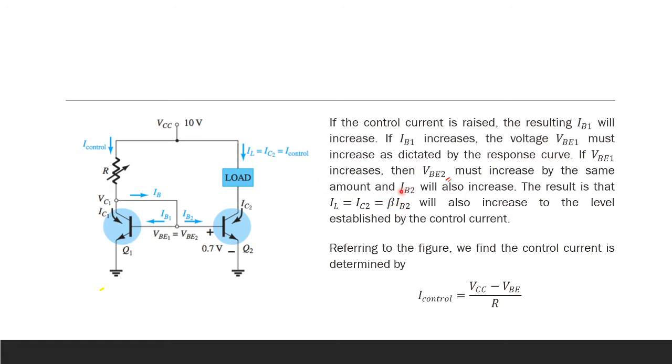So therefore, if our IB2 increases, we started with the increase of I-control, right? We raised the I-control, IB increased, and VBE increased. We started with increasing I-control, and IB1 increased because of that, VBE1 increased because of that, and of course VBE2 will also rise, and it will raise our IB2 by the same amount as the increase on the other side. So if we increase IB2, then of course our IC2 will also increase, which is equal to IL.